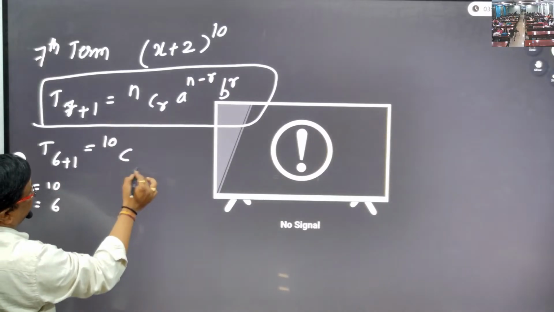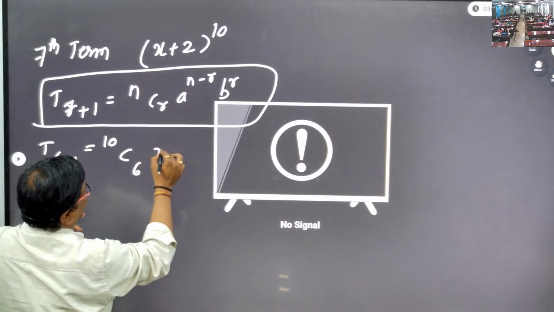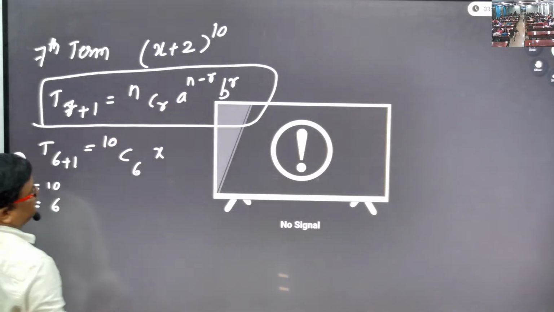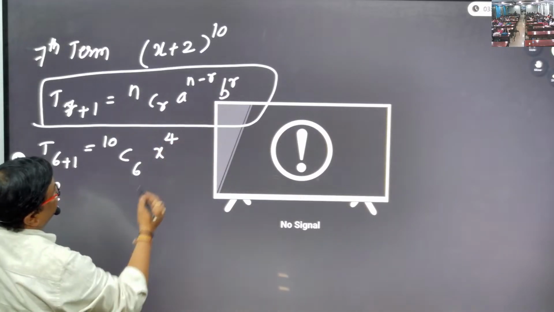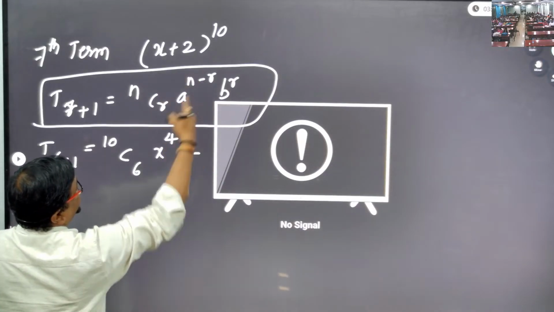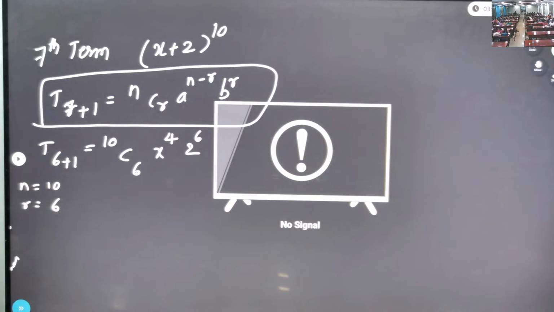If you substitute, what do you get? T of 6 plus 1 is equal to, what is the n value? 10C6. What is a? Instead of a we are having x. So x power n minus r, n minus r means 10 minus 6, what is the value? 4, into b power r. In the b place, what do we have? 2. What is the r value? 2 power 6. Okay. So what is the final value? 10C6 x power 4, 2 power 6.